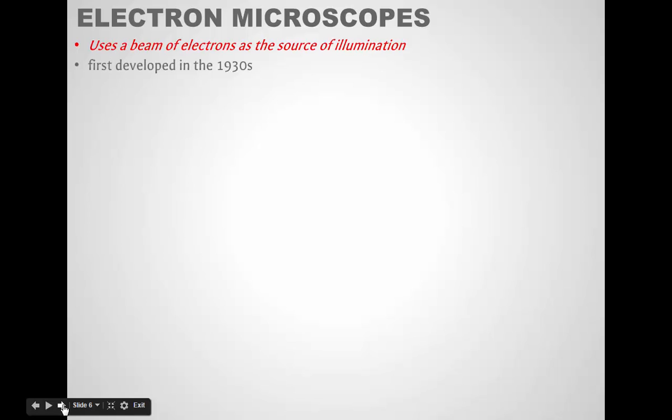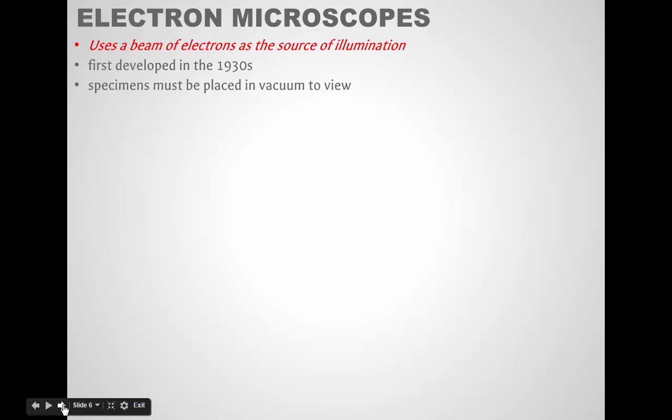All right, so the electron microscope doesn't use light, it uses a beam of electrons. We learned about electrons back in 7th grade, very, very tiny particles with a negative charge. And because an electron is so small, it can create great resolution. Electron microscopes were first developed in the 1930s.